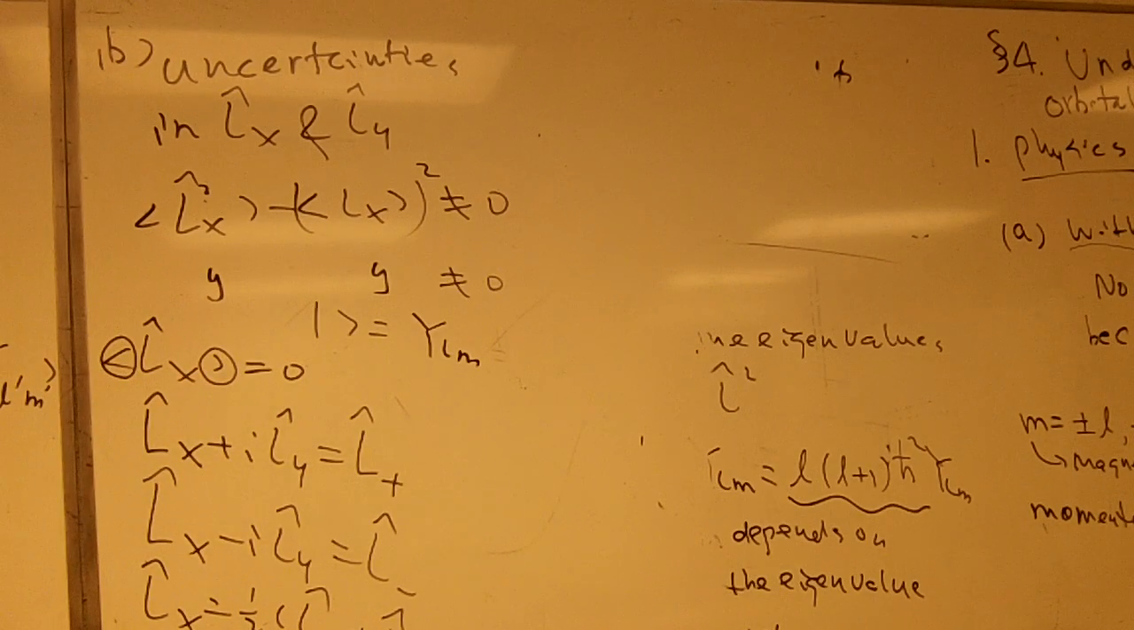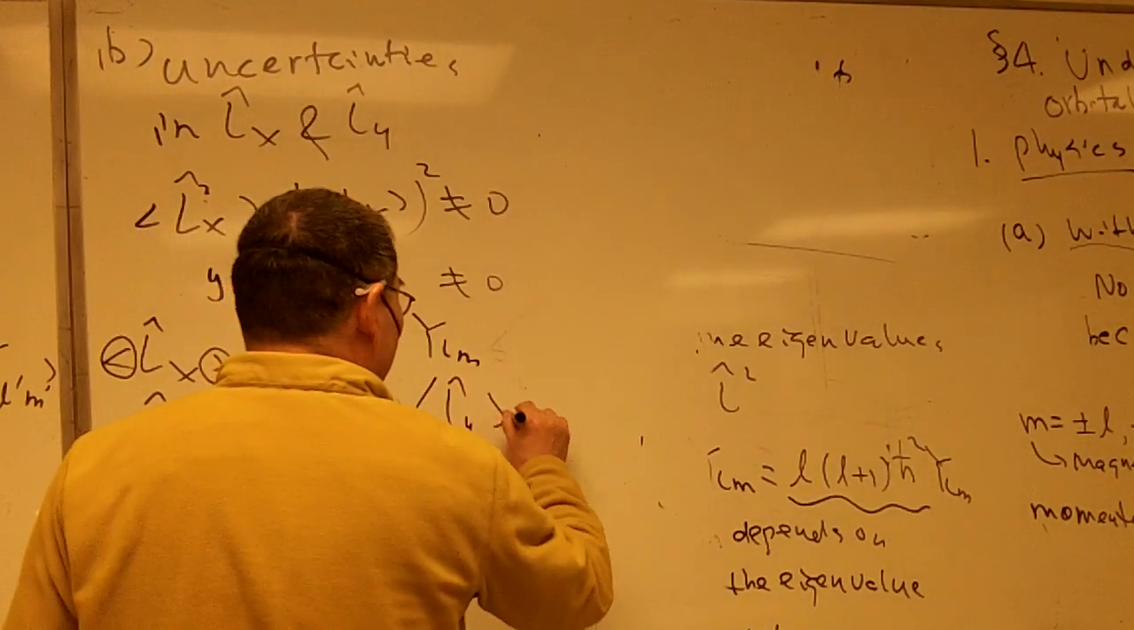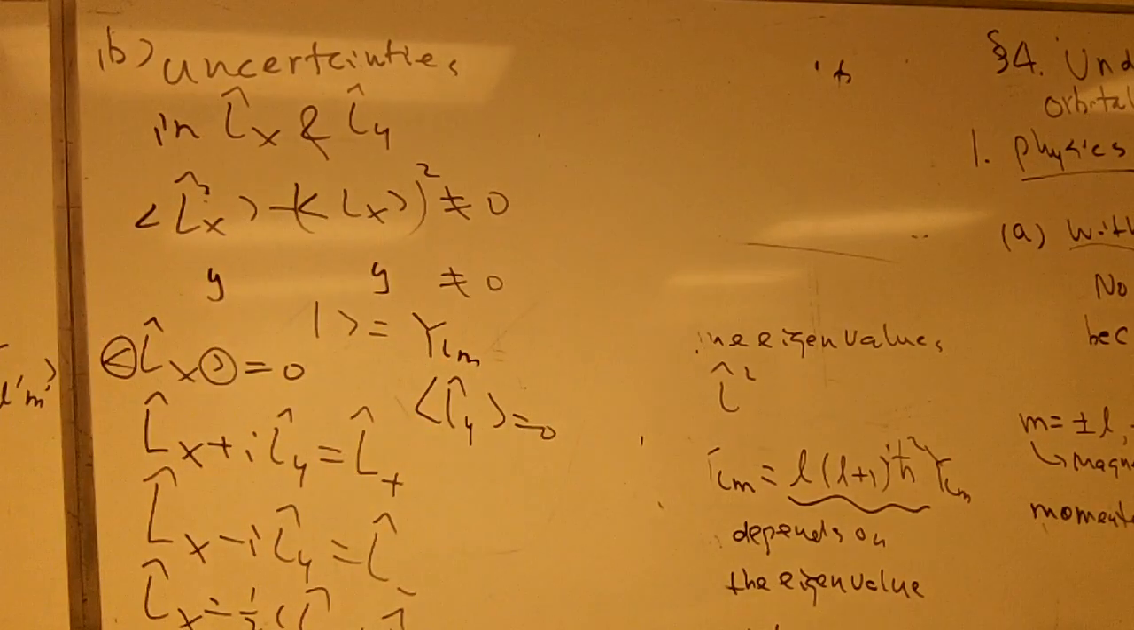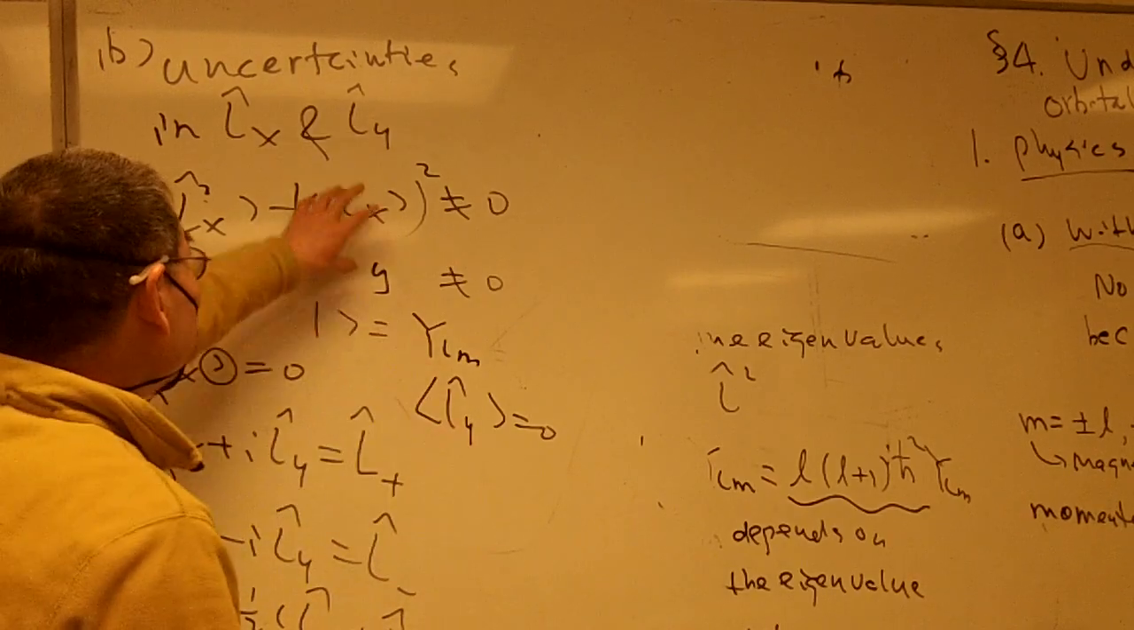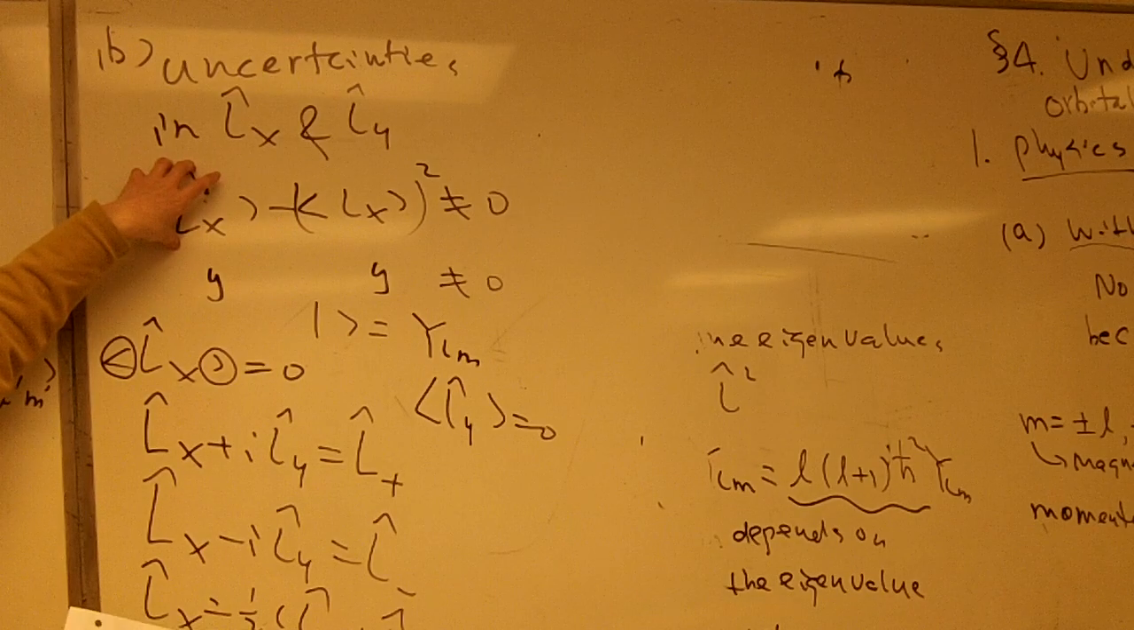I skipped this step because it should be straightforward. You get the same result, Ly hat equals 0. So this is also the same result. And if this equals 0, then this equals 0. Whatever this is, if it's non-zero, you get a non-zero, right?